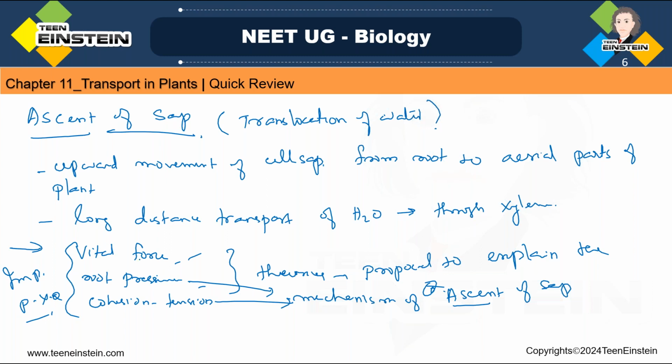Okay, and next previous year question, this question came two times: long distance transport of water through xylem. So ascent of sap involves long distance transport of water through xylem. And what do you mean by ascent of sap? Upward movement of cell sap from root to aerial parts of plant. This came just one time. This is a direct question, right? So ascent of sap means translocation of water. This is also one time, just translocation of water. One time question, this one.